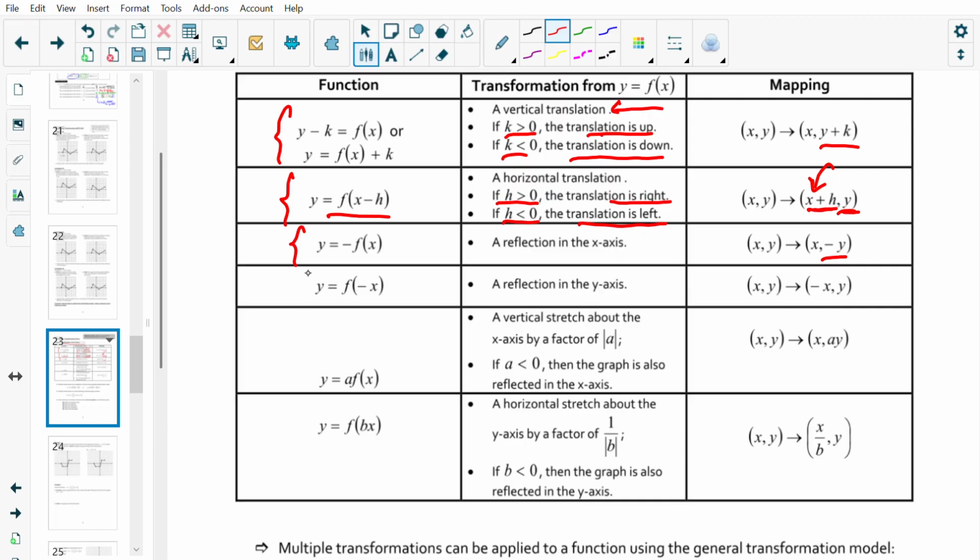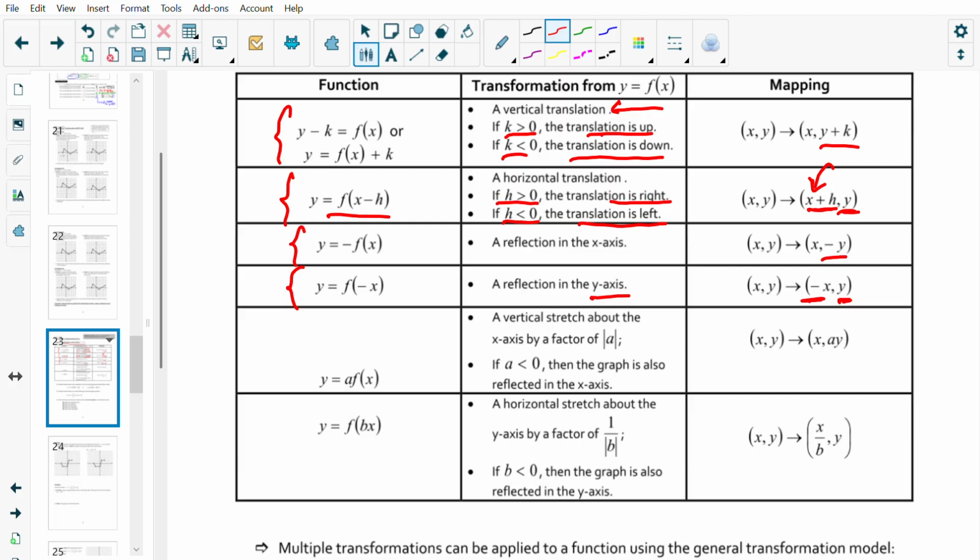Y equals f of negative x. Very subtle difference here where the negative is. It's inside the function, f of negative x. This is a reflection in the y-axis. This time, x values multiply by -1, y values stay the same. So we're flipping across the y-axis, so left, right, where the mirror line is the y-axis.